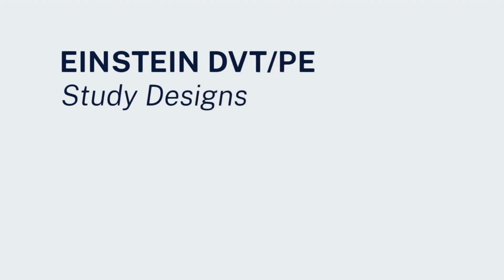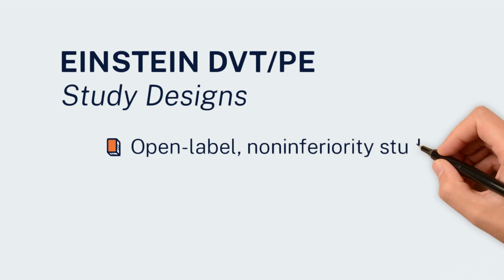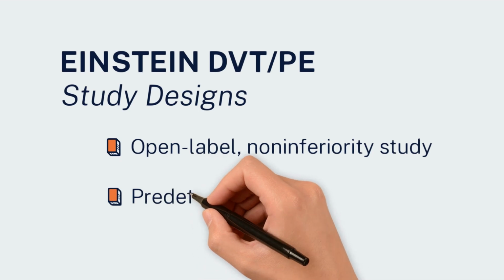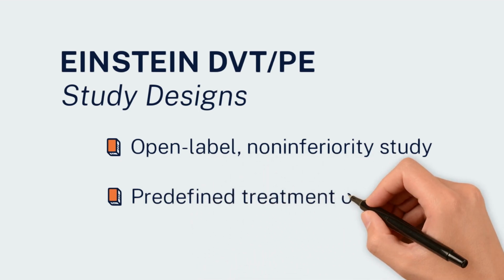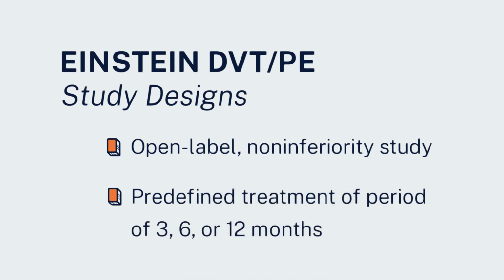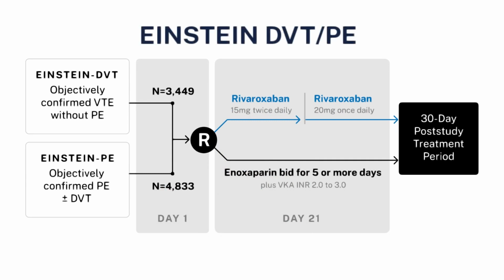So let's look at the first one here. The Einstein DVT and its partner, the Einstein PE study, were both open label, non-inferiority studies. And these were patients who had a DVT or PE where the predefined treatment length was either 3, 6, or 12 months. Now, these studies were both designed in the exact same way, so their primary efficacy outcome was symptomatic recurrence of venous thromboembolism, either a deep vein thrombosis or a pulmonary embolism. And the principal safety outcome was the combination of major or non-major clinically relevant bleeding.